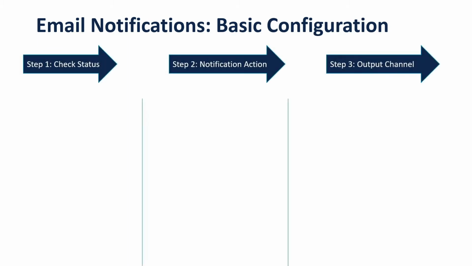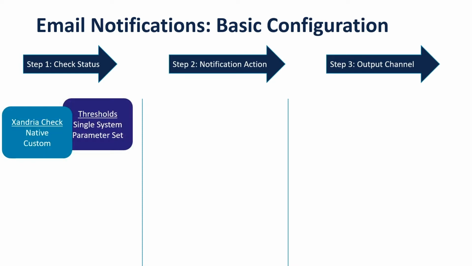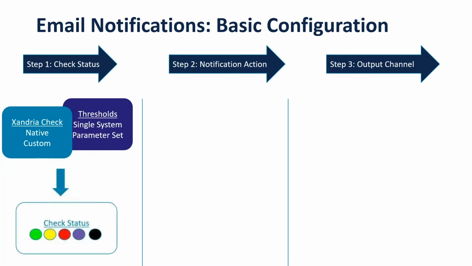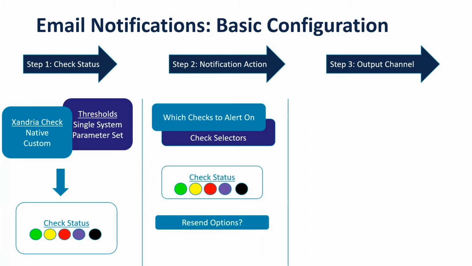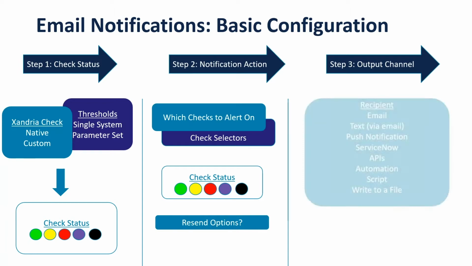An email notification is really based on three different steps. First, there is the check status. So as we just described, depending on the thresholds and the check, what the check status is. The second is the notification action. So which checks should be alerted on? Avantra is bringing in many checks, and it may not be necessary to notify on every check status. So the action is going to be where we select which checks we want to notify on. And that can be done through a check selector. We will also set up the resend options from here as well.